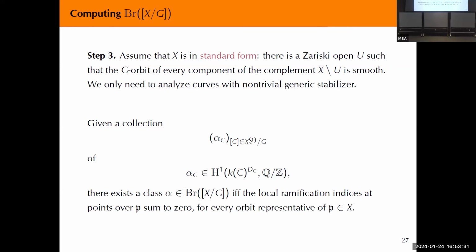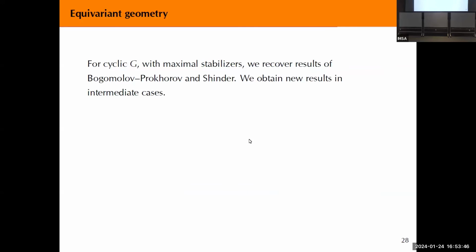And then there is a description. You look at the collection of these classes in H1, and then it comes from a class in the Brauer group of the quotient stack if and only if the local ramification indices work out somehow for that other map. And so, of course, it is kind of impossible to immediately see what it's doing without examples.